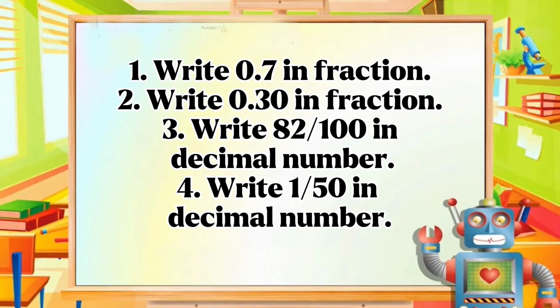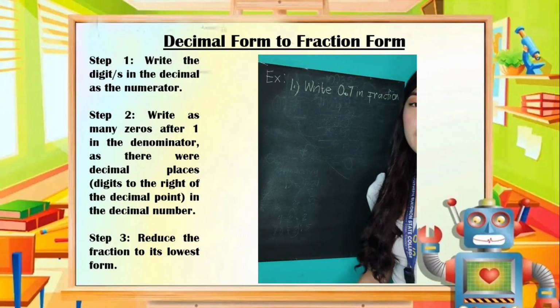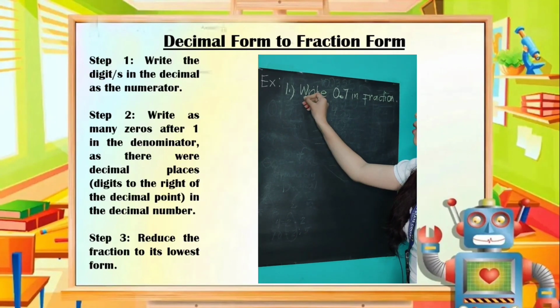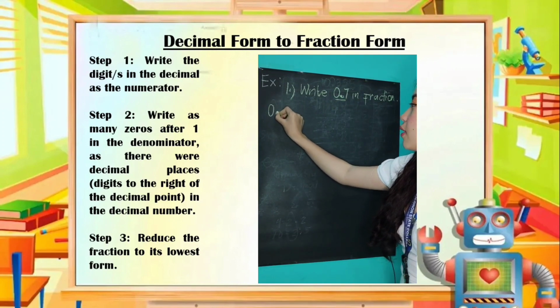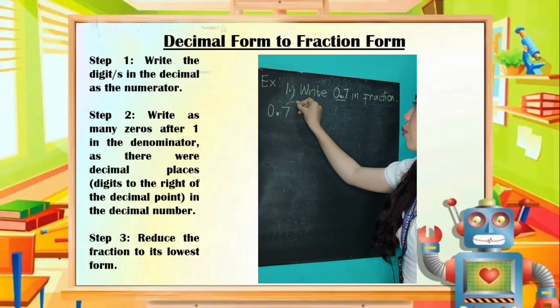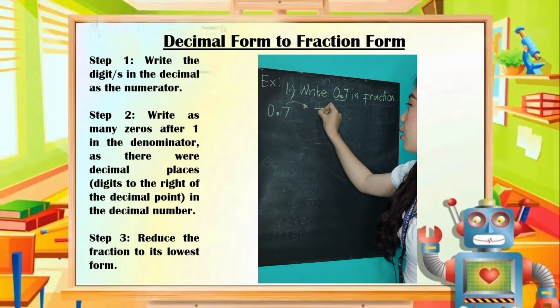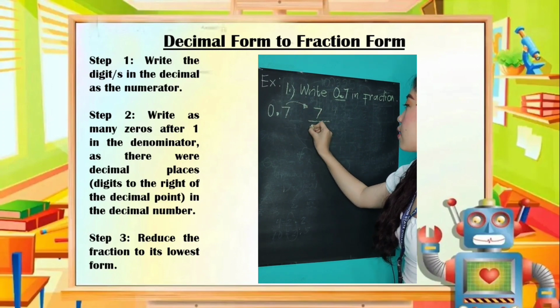Okay, so now to test your understanding with regard to our discussion, let's see if you can rename decimal numbers to fractions and vice versa. So you'll be given 15 minutes to answer and your timer starts now. Okay, so let's check number 1. Write 0.7 in fraction. So 0.7. This is our numerator.